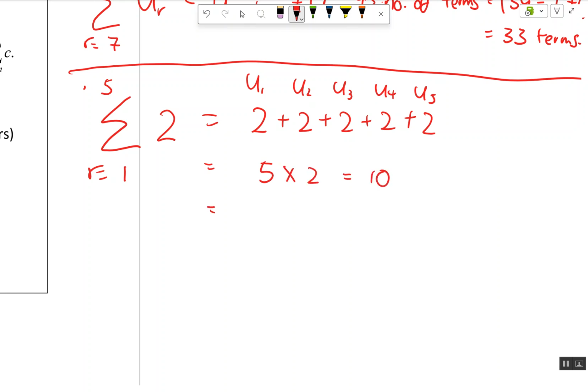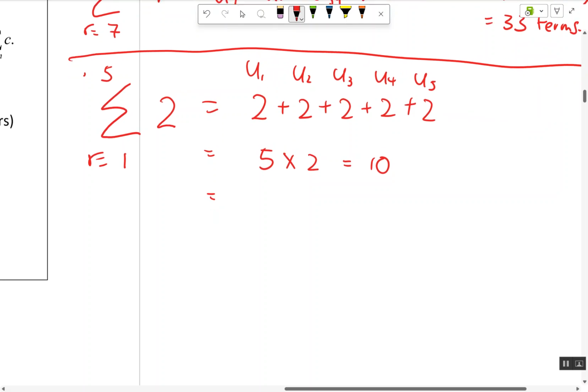But in a more systematic way, we use the number of terms, which is 5 minus 1 plus 1, top minus bottom plus 1, multiplied by the constant here. And that's how I got this 10.